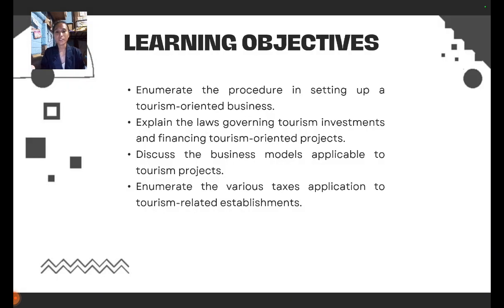So here are the learning objectives. Enumerate the procedure in setting up a tourism-oriented business. Explain the laws governing tourism investment and financing of tourism-oriented projects. Discuss the business models applicable to tourism projects and enumerate the various taxes applicable to tourism-related establishments.